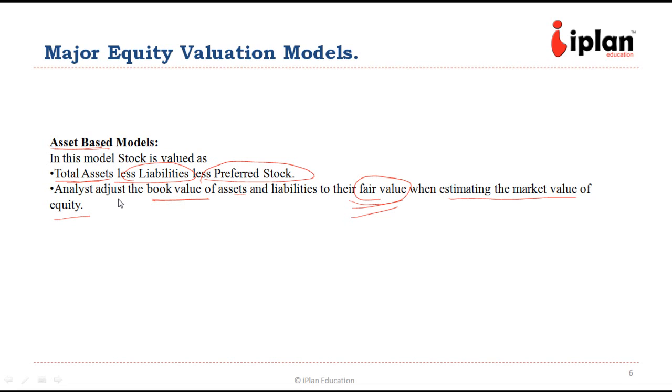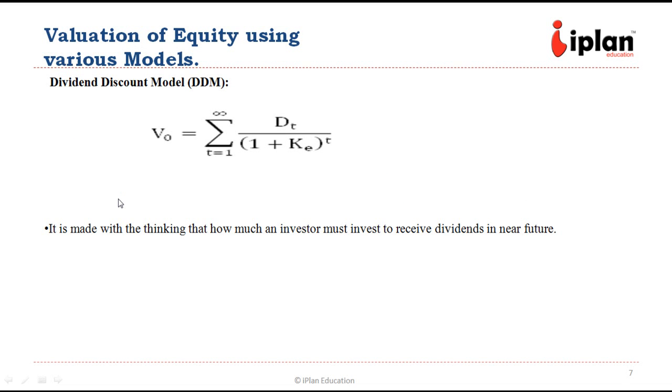Now let us look at the individual models. First model is dividend discount model. This is a discounted cash flow based model where we have future dividends and future price from which we can calculate the value of a company or a stock. The value of the stock is the amount which the investor is investing in the company, and dividends is the return which he expects in the future.